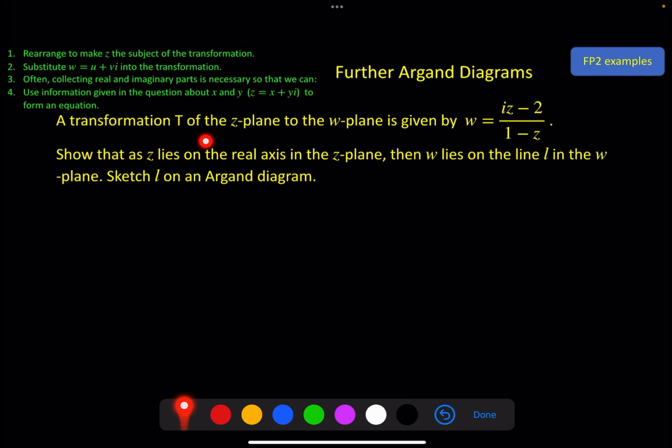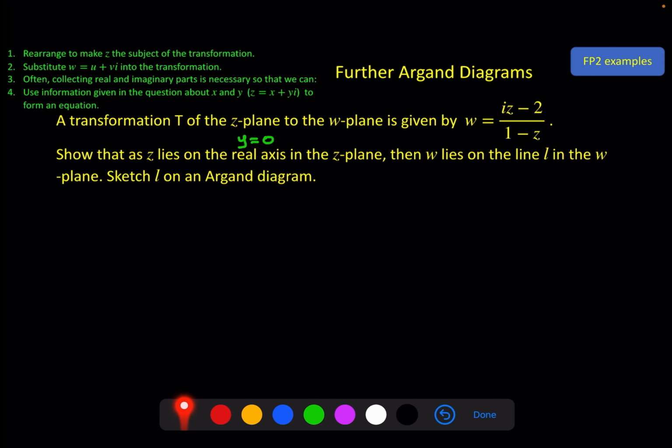A transformation t of the z-plane into the w-plane is given by this. Show that as z lies on the real axis in the z-plane, then w lies on the line L in the w-plane. Sketch L on an Argand diagram. So as you see, we don't have a locus. All it says is z lies on the real axis. What we can get out of that is not a locus involving z, so much as a simple statement about x and y. If z lies on the real axis, that is the same as saying y equals 0.